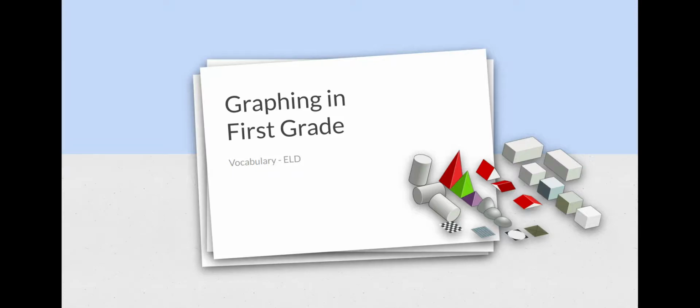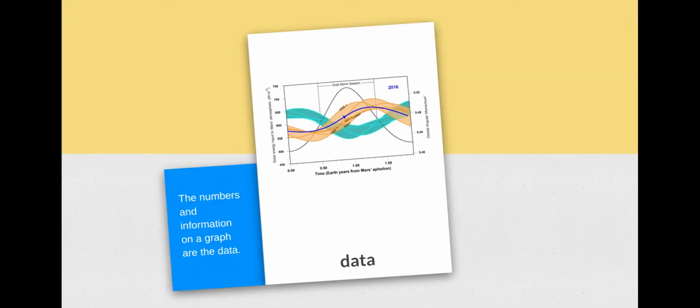Hi, boys and girls. We're going to talk about a few words that you're going to hear in your math lessons this week when you are graphing. The first word is data. Data is the numbers or information on a graph.